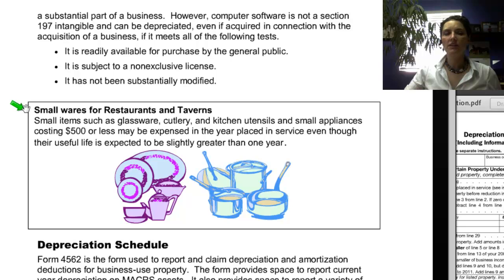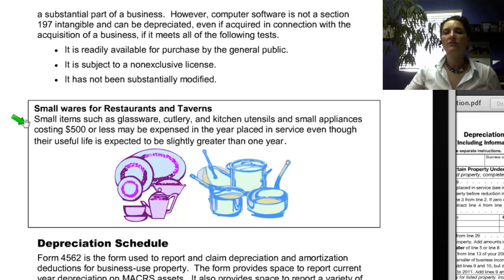Smallwares for taverns and restaurants. Small items such as glassware, cutlery, and kitchen utensils and small appliances costing $500 or less may be expensed in the year they are placed in service in a restaurant, even though their useful life is expected to be slightly greater than 1 year. So what the IRS is going out of its way to say here is you don't have to enter all of the different pots and pans that a restaurant purchases onto a depreciation schedule and apply depreciation rules, that essentially, as far as a restaurant is concerned, it will run through these things faster than another business might. And therefore, in use in a restaurant or tavern, these assets do not have to be depreciated and can be claimed as an expense.